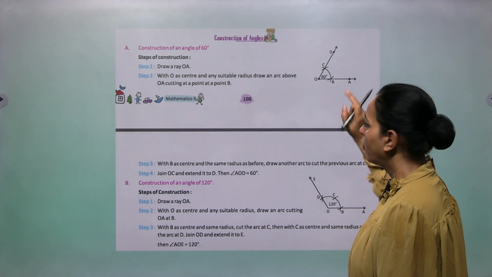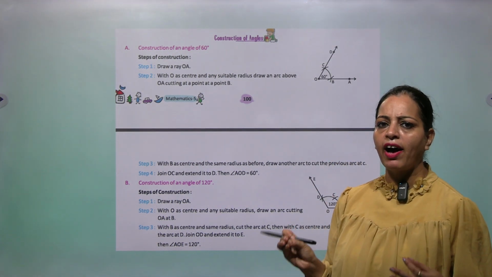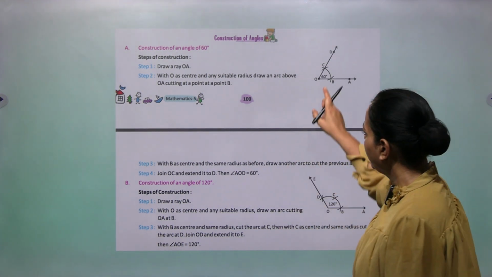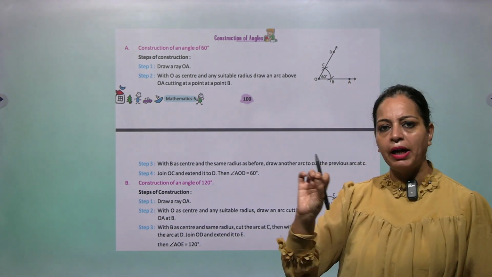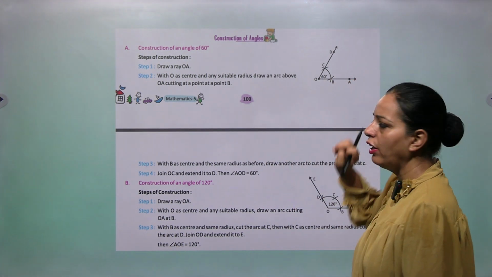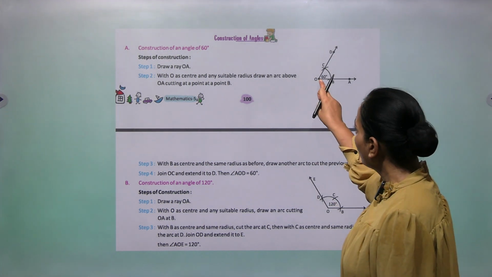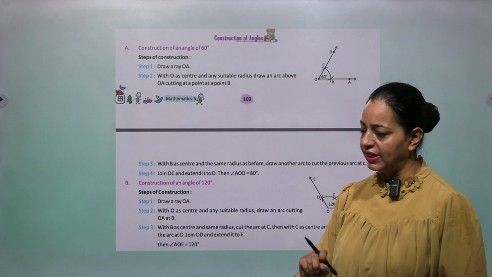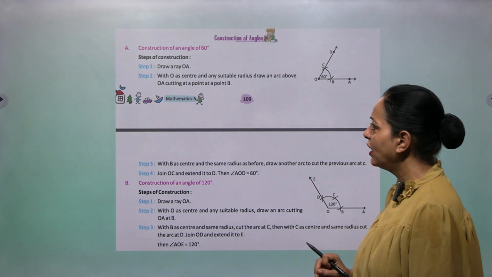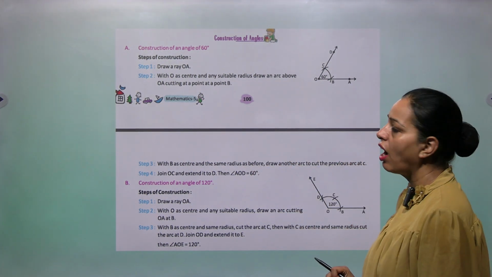आप एक ray draw कर देंगे, means of any length 5, 6, a suitable length. With the help of ruler and pencil you are drawing a ray, let it be OA. Okay, now अब जो O है, O is the vertex. With O as center and any suitable radius, draw an arc.